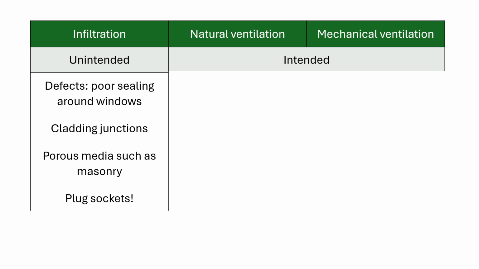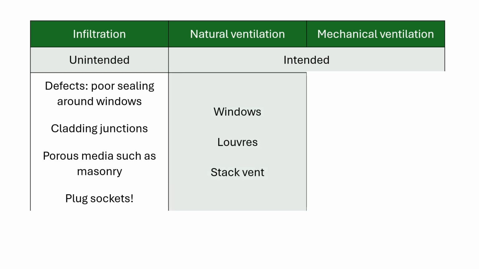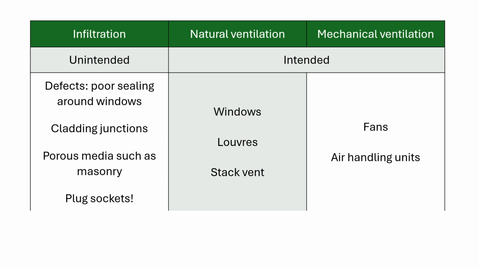Infiltration comes from multiple paths through defects in the building: poor sealing around windows and doors, porous masonry, cladding junctions. I've even seen it come from plug sockets, believe it or not. Natural ventilation, of course, comes from opening a window or some kind of natural ventilation louver, passive vent or stack vent. And mechanical ventilation comes from running a fan, either a standalone fan or a fan in an air handling unit or MVHR unit.